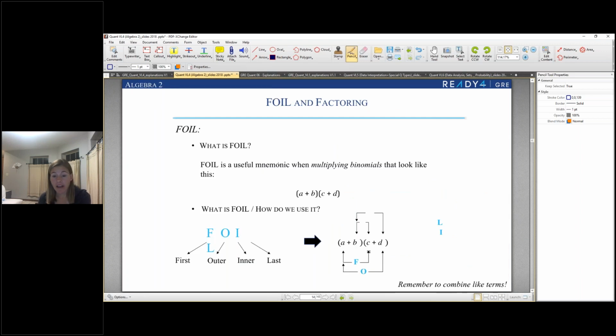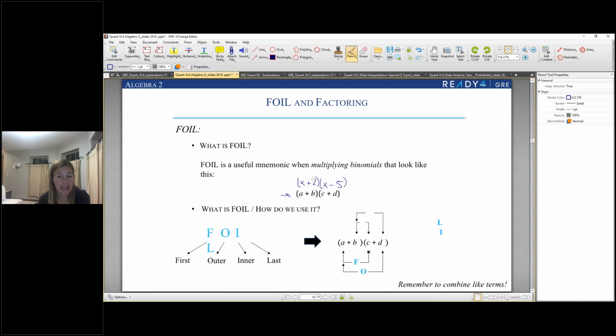Okay, FOIL and factoring. So some of you folks got to see this over the weekend, FOIL and factoring. FOIL is what we do to, what we say, expand expressions that are in this form. So we'll see something like (x + 2)(x - 5), for example. And we want to expand that, meaning get rid of the parentheses.